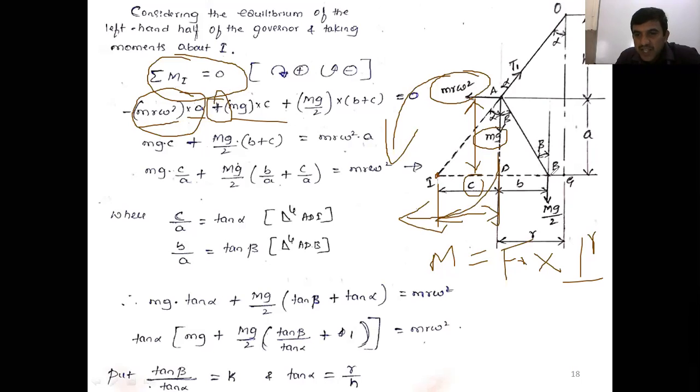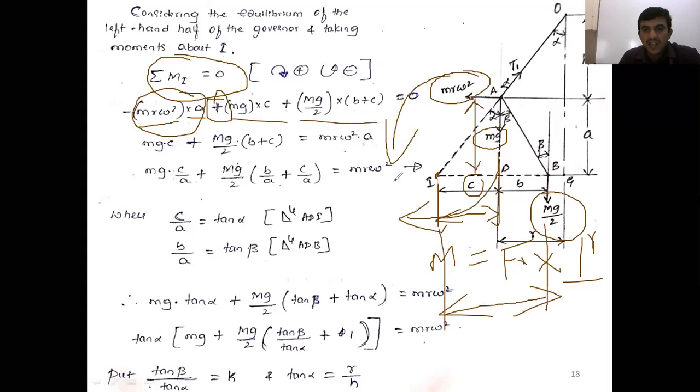Next, one more force is acting at point B. That force is mg. Force into the perpendicular distance here, this perpendicular distance is b plus C. mg into b plus C. Again, what type of moment does that produce? It produces a clockwise moment about point I. That's why you'll get a plus sign.